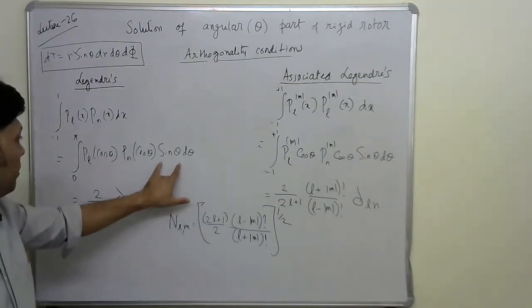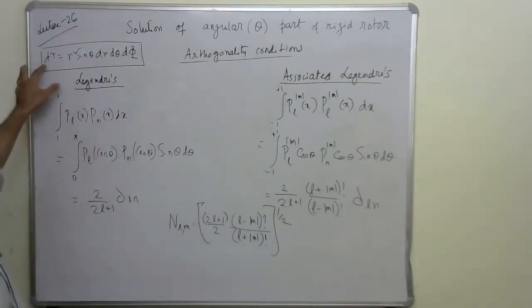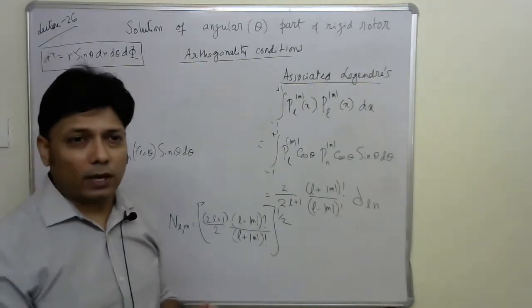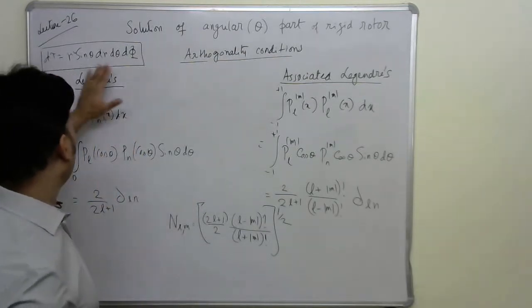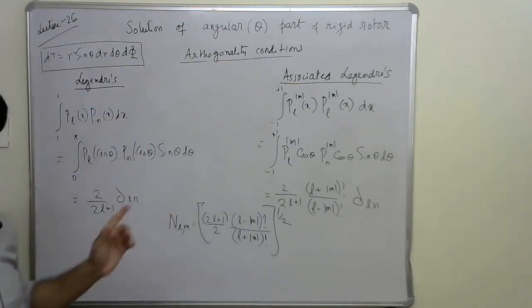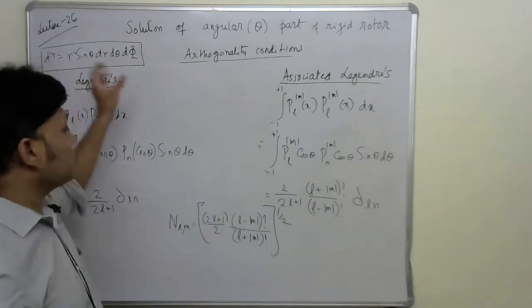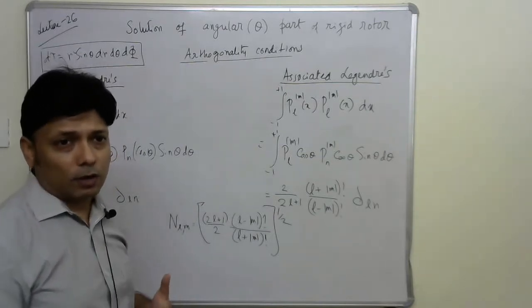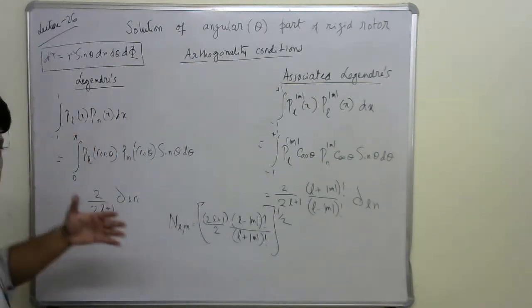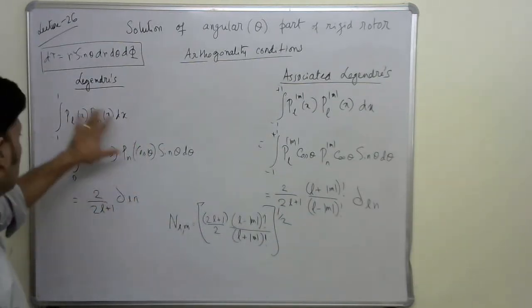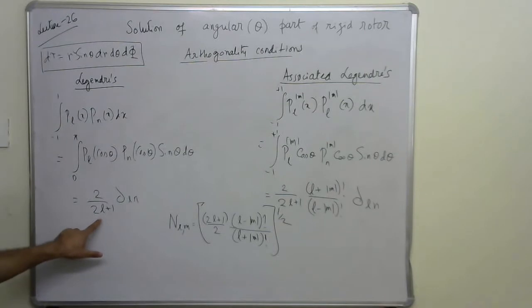And remember, the volume element is sin theta d theta, because in polar coordinates the volume element d tau, so in Cartesian coordinates the volume element d tau was dx, dy, dz, but in polar coordinates it becomes r squared sin theta dr d theta d phi. And remember, this expression can be proved in a similar fashion from the derivation from Cartesian to polar coordinates. So this value should be equal to 2 over 2l plus 1 delta ln. This is the Kronecker delta.